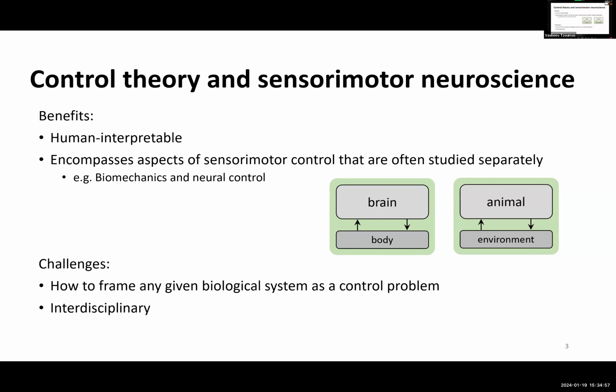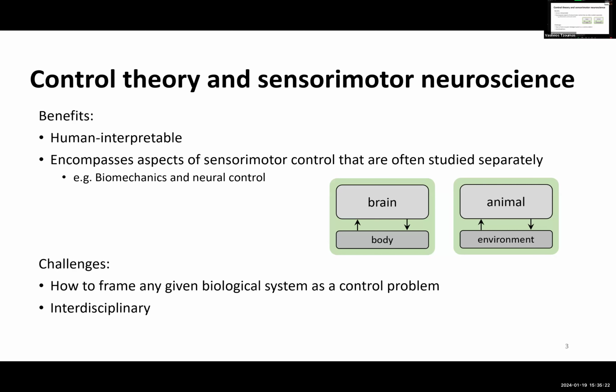But along with the benefits come some challenges. I've included here two diagrams of what you could try to frame biological sensory motor control as in terms of a controller and a plant. On one hand, you can think of the brain as the controller and the body as the plant. The body has some intrinsic dynamics, right? And the brain is what we typically think of as doing computation.